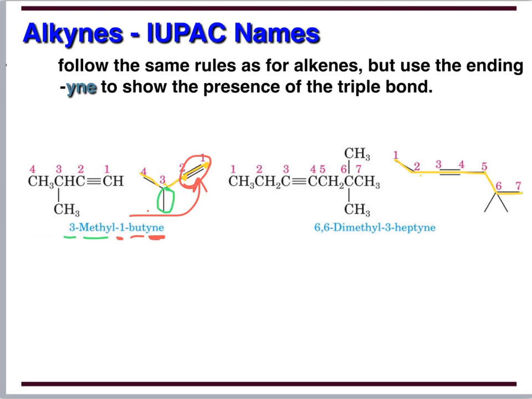Doesn't matter if I had gone to 7 straight down again, it wouldn't change it at all. You're still going to have the same name. So 7 is hept. I've got my triple bond here, so I know the ending is YNE.